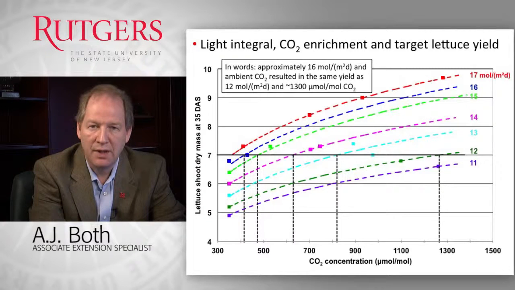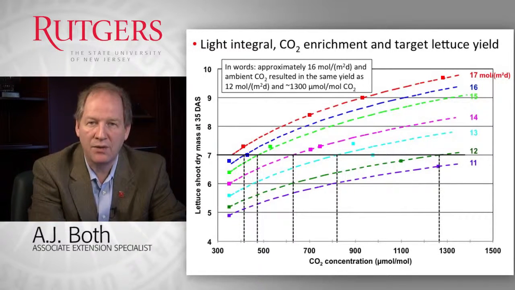For lettuce plants, a typical weight that growers try to shoot for when they harvest their product and market it is about 5 ounces of fresh weight, which translates approximately to 7 grams of dry weight. So if you look at the horizontal line that represents the 7 grams of dry mass, you can see that that line intersects these different curves for the different daily light integrals at different locations. What that means is, for example, that if you grow lettuce plants at ambient CO2 concentrations, which is around 400 parts per million, at a light integral of about 16 moles per day, you get the 7 grams of dry mass in 35 days of growing.